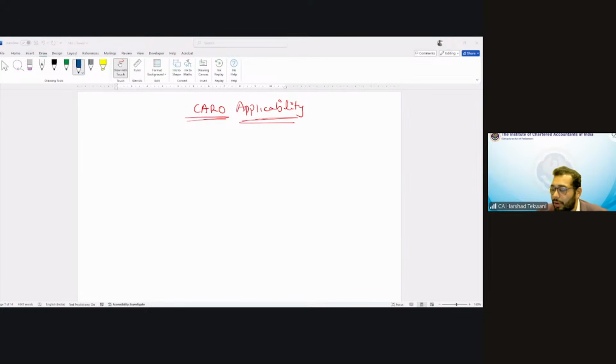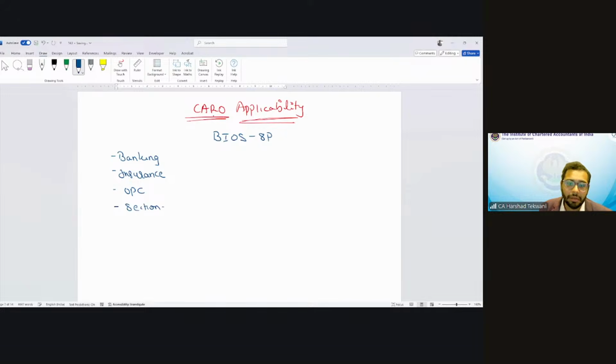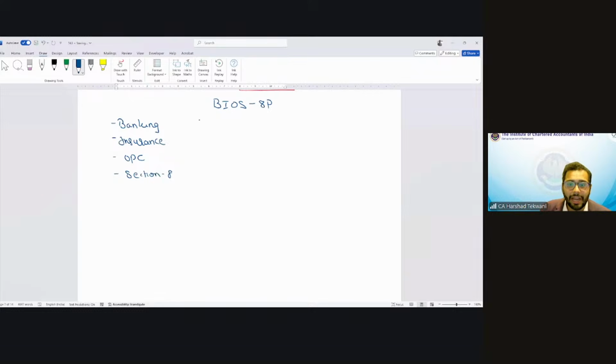So the easiest way to remember CARO applicability is this one. BIOS 8P. BIOS 8P is the easiest way to remember the CARO applicability. That includes banking, insurance, OPC, Section 8 company, that is S8, and the P stands for the private limited. So these are the ones who are exempted from CARO. Yes or no?